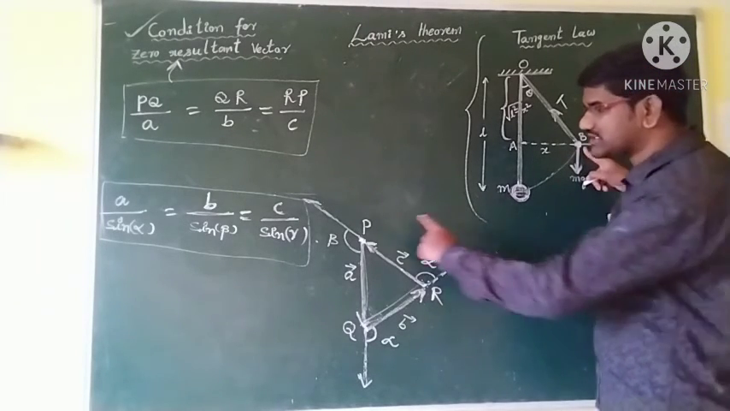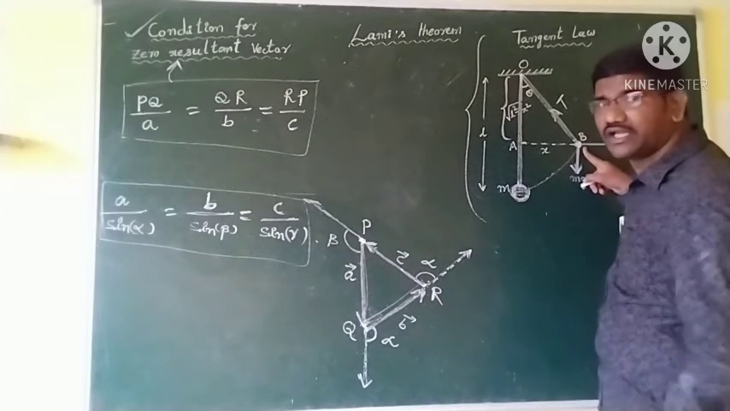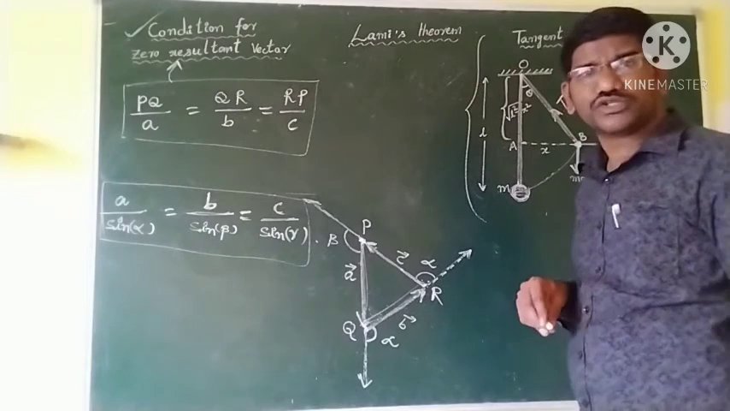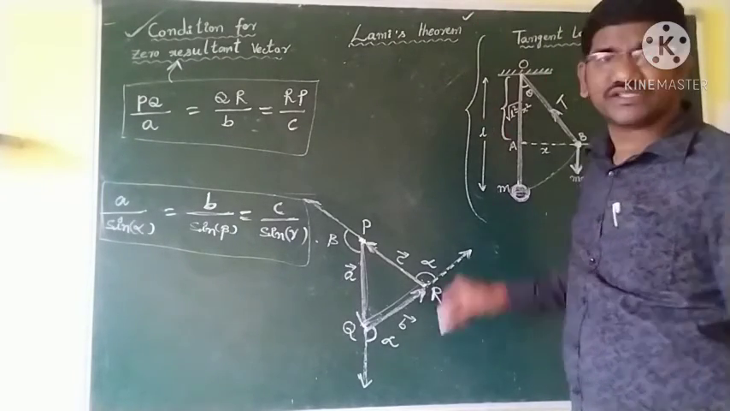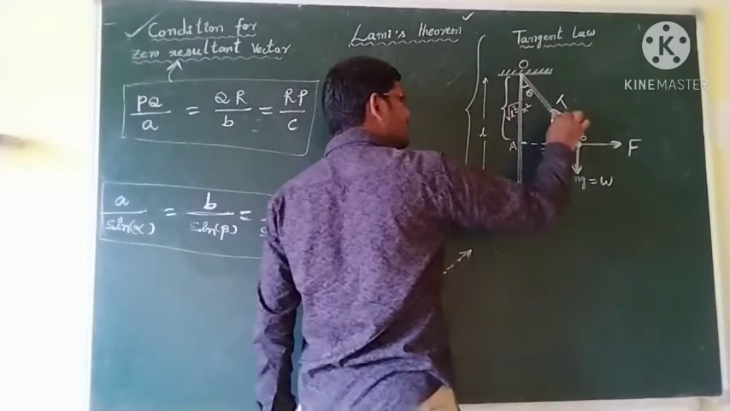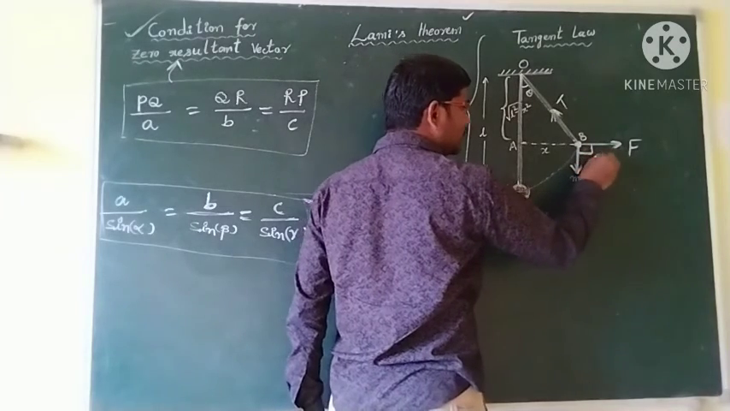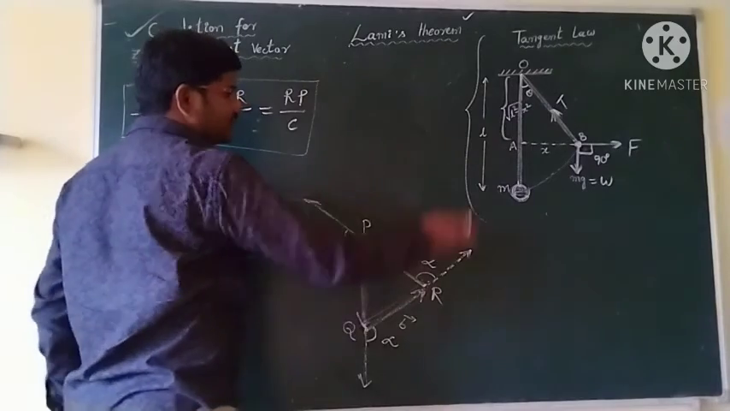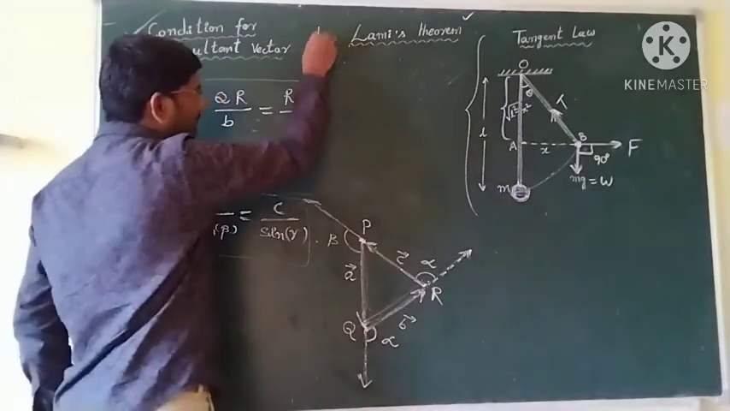Then those three forces can be represented along the three sides of a triangle, taken in the same order. Then each force is proportional to the sine of the angle between the other two forces. You can write it from Lami's theorem. This is tension. Tension is directly proportional to the sine of the angle opposite to it. Then T by sine 90.